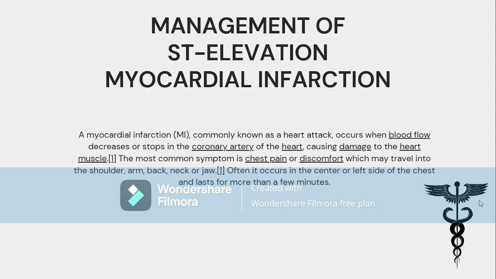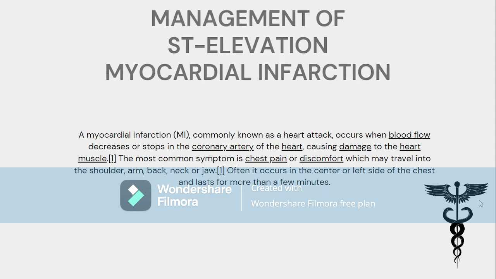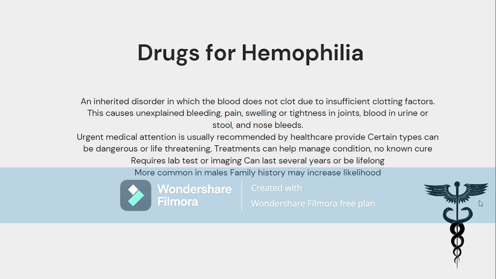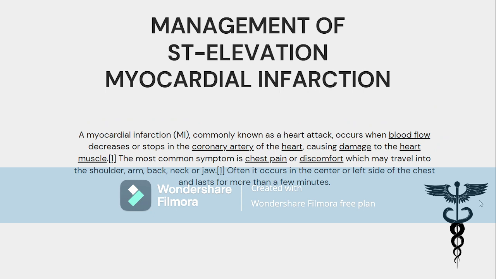So, for the common drugs prescribed in myocardial infarction, there are several classes of drugs prescribed after a heart attack. These may include drugs that lower cholesterol, or statins, reduce blood clot formation, or blood thinners, lower blood pressure, or antihypertensives, minimize chest pains, or nitrates, and reduce heart rate, or beta blockers.